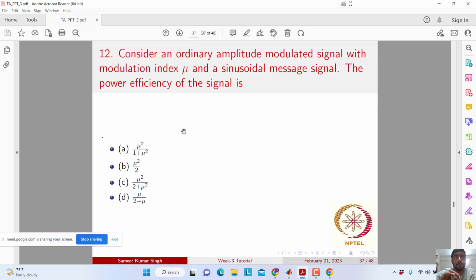Next is question number 12. Consider an ordinary amplitude modulated signal with the modulation index mu and a sinusoidal message signal. The power efficiency of the signal is. Okay. Anyone else?